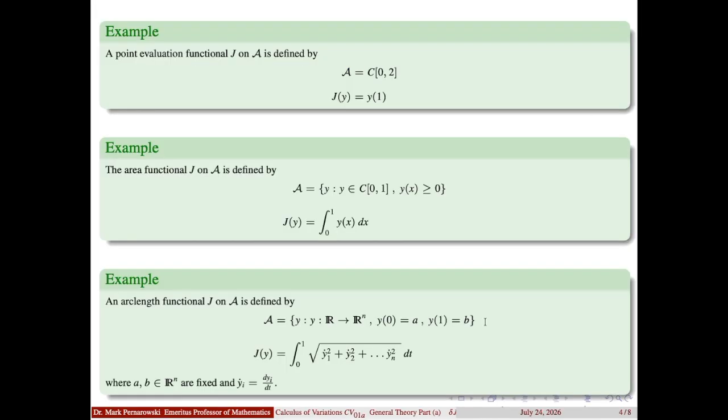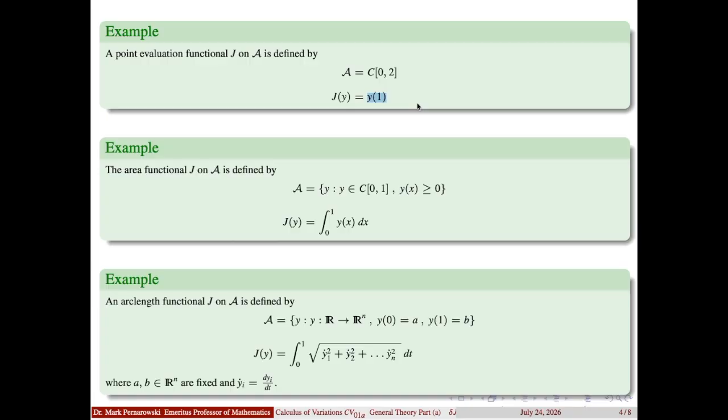Okay, some examples. Point evaluation functional. What does this do? Define the admissible set. The admissible set here, I'm going to define to be C[0,2]. That means the set of continuous functions on the closed interval [0,2]. The value of J on that set will be defined to be the value of the function at x equal to 1. So what this functional does is it takes functions y and evaluates those functions y at x equal to 1. That's the point evaluation functional.